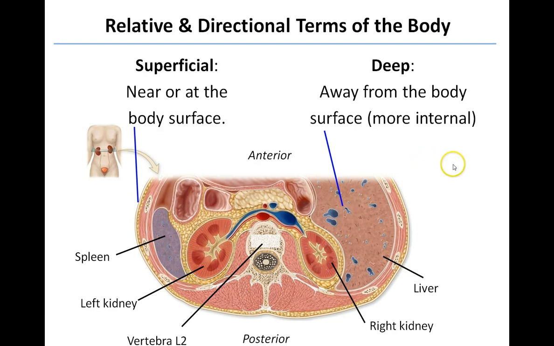Deep, this is where you go deeper into the body. So here we've got something like the liver, which is deep to the skin. So the skin is this superficial structure out here. Deep to the skin we have structures such as the liver. So superficial, towards the body surface. Deep, away from the body surface, more internal.